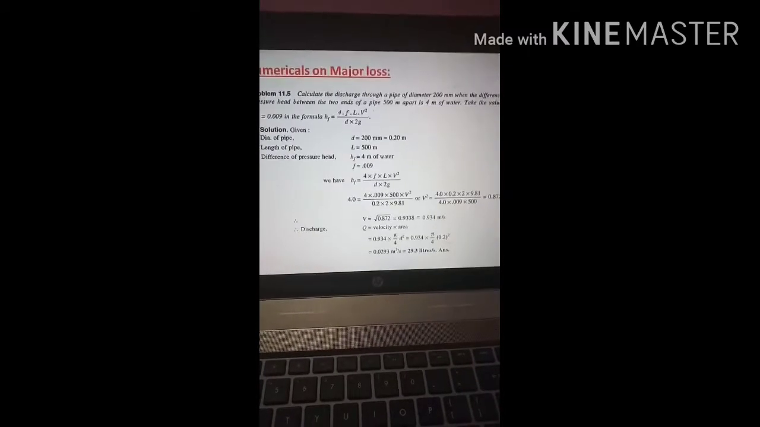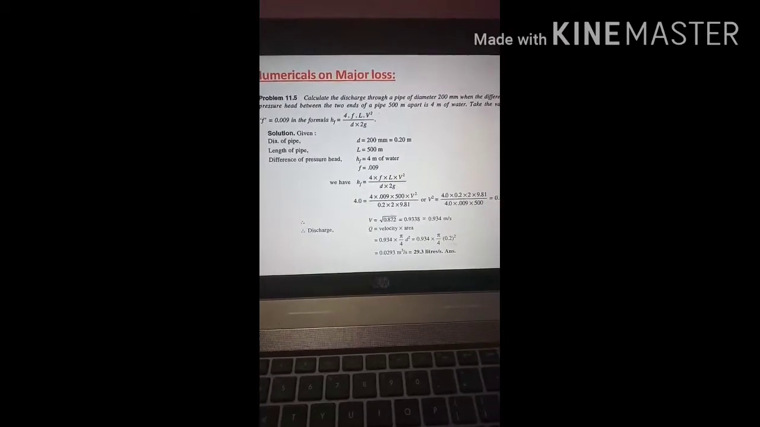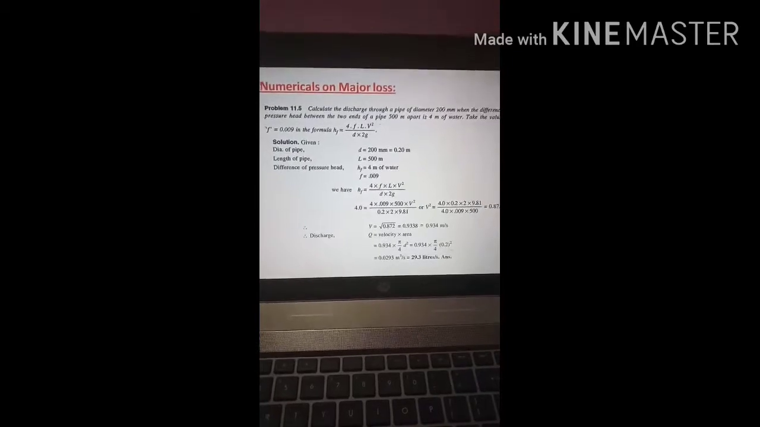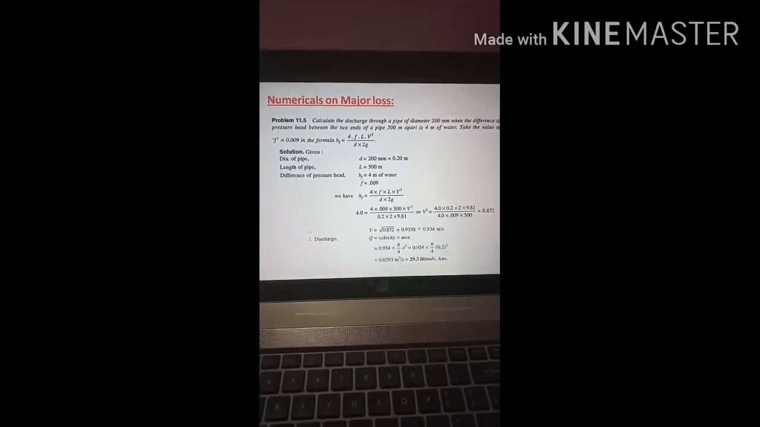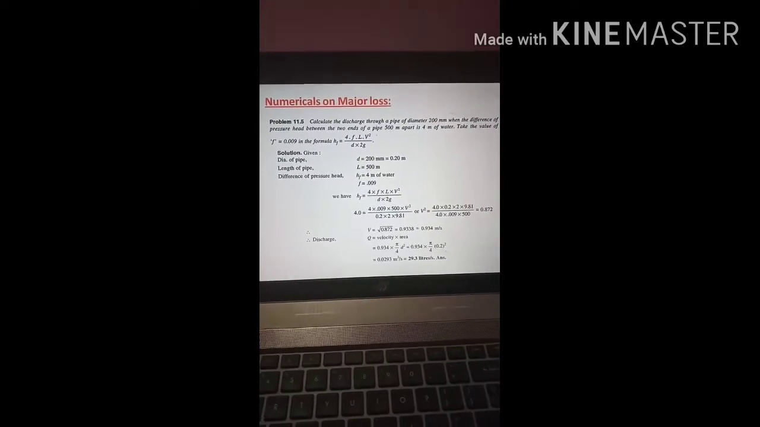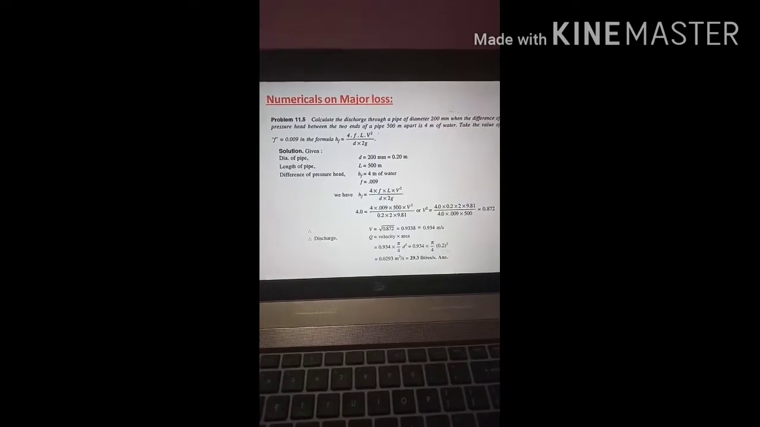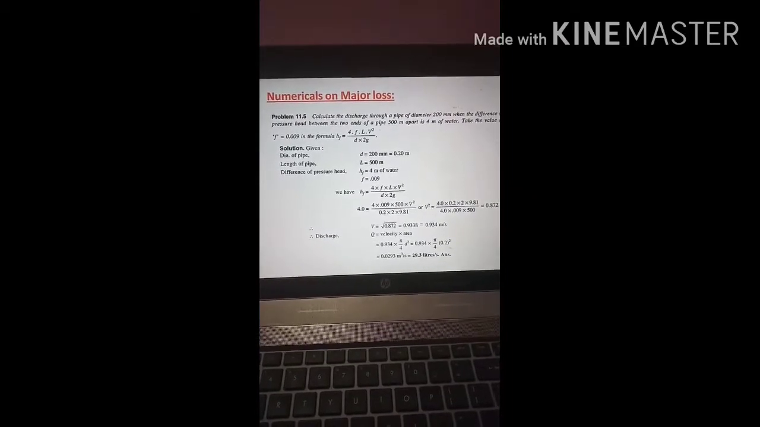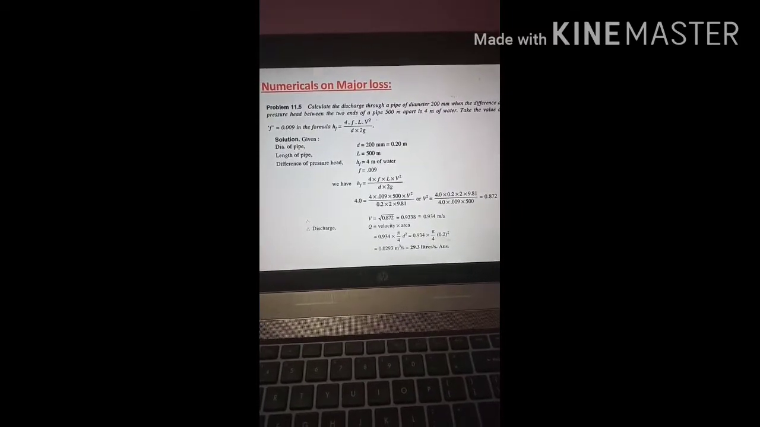Now let us see some numericals for major loss. The numericals are very simple. Let us see the first numerical. Calculate the discharge through a pipe of diameter 200 mm when the difference of pressure head between the two ends of the pipe 500 meter apart is 4 meter of water. Take the value of small f equal to 0.009 in the formula hf is equal to 4flv square upon 2gd. Now it is a very simple problem.